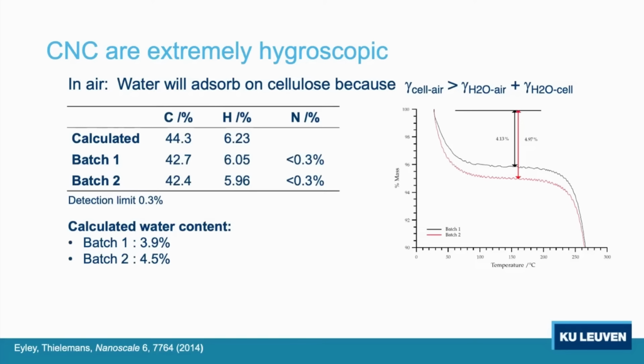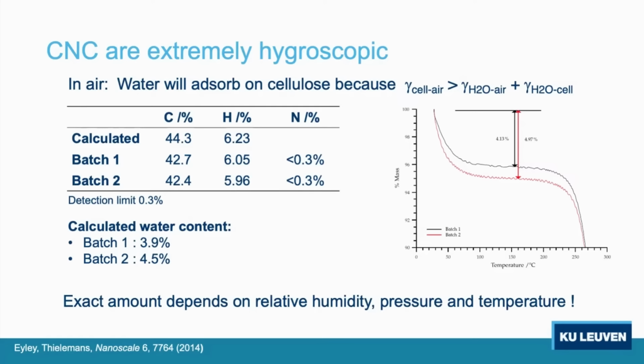And we actually can determine that. So you take nanocellulose, you freeze dry it, you put it immediately in the TGA. You see that you have around 4 or 5% of water on the surface that you evaporate before you get to 120 degrees. And you can also calculate that from elemental analysis. So if you correct your elemental analysis for the water content, you actually get to almost pure cellulose of your data. The exact amount will depend on relative humidity, pressure, temperature.